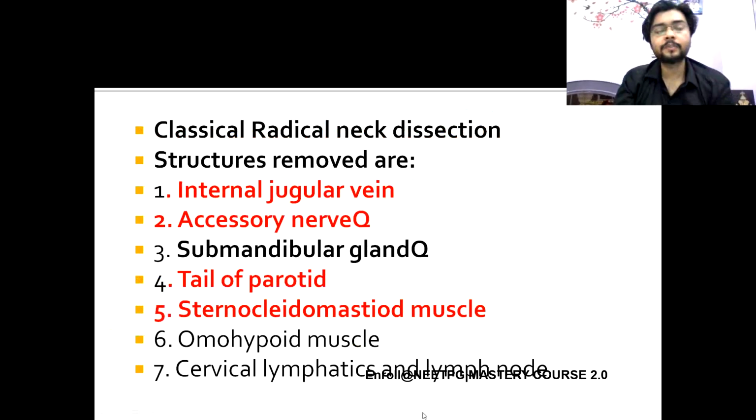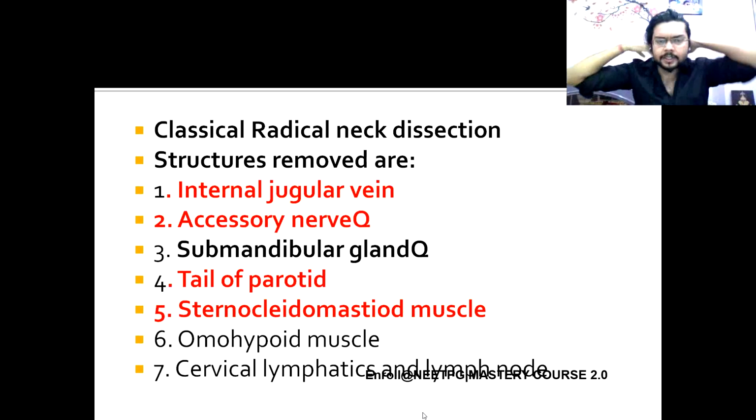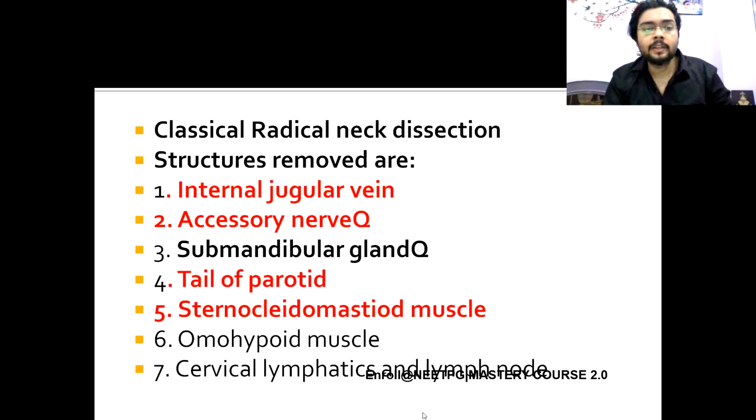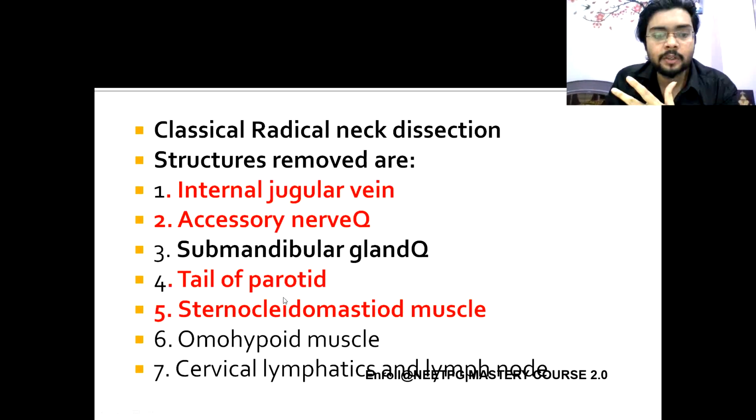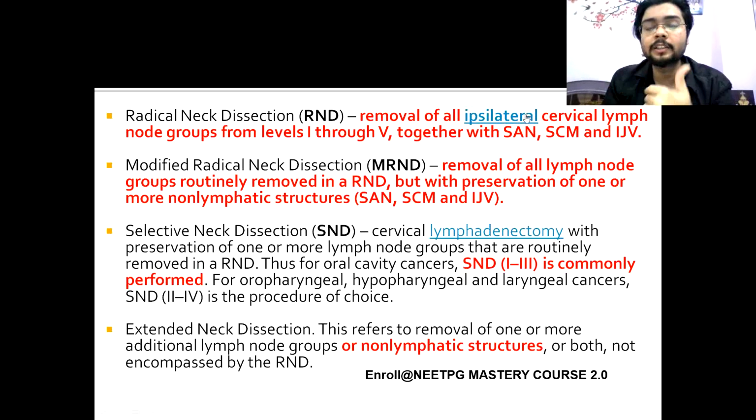Now if you see for our answer in this radical neck dissection, radical neck dissection was removing everything. That means it was removing spinal accessory, it was removing our IJV, it was removing our sternocleidomastoid. Along with it, it removes some other structures also that you should know: we also remove submandibular gland, we remove tail of parotid, lymph nodes at the tail of parotid, we remove the omohyoid muscle, we remove some more cervical lymphatics and lymph nodes. So the main three are removed, that we already knew from the definition: spinal accessory, sternocleidomastoid and IJV all are removed.